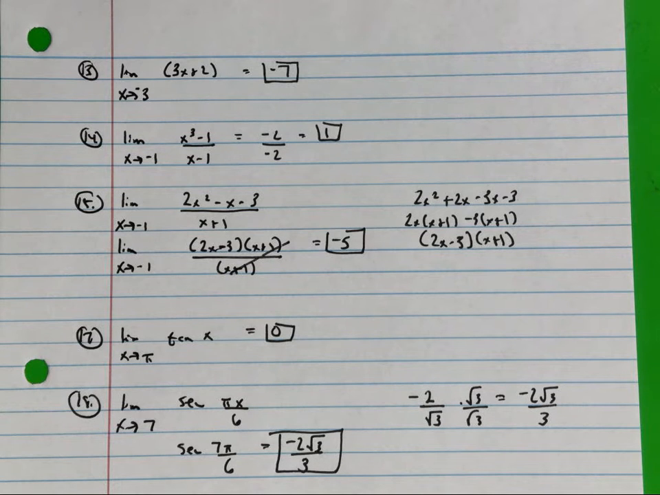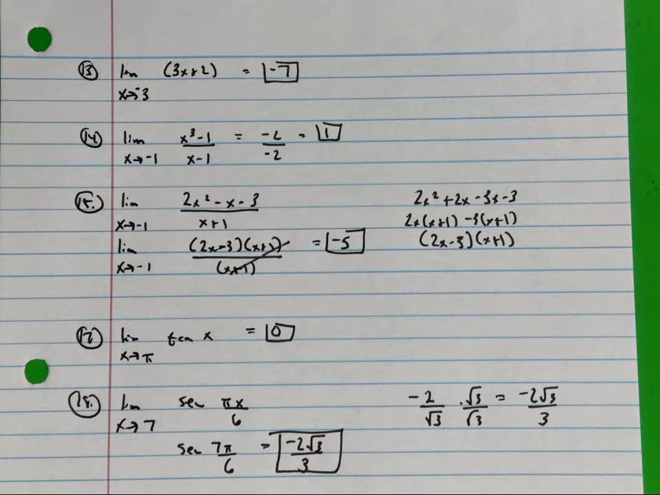Number 14, I almost messed up things. I thought that would give me 0, but that's negative 1. Negative 1 minus 1 gives me negative 2, so is that okay? Negative 1 cubed is negative 1, minus 1, so negative 2 divided by negative 2 is 1. So direct substitution works there as well.